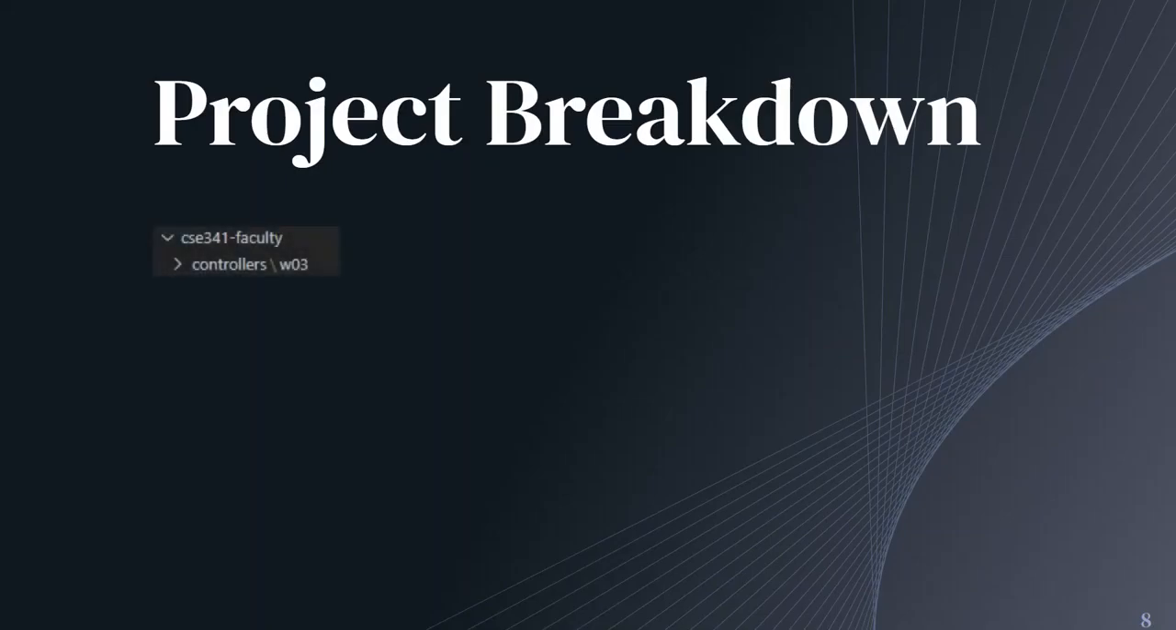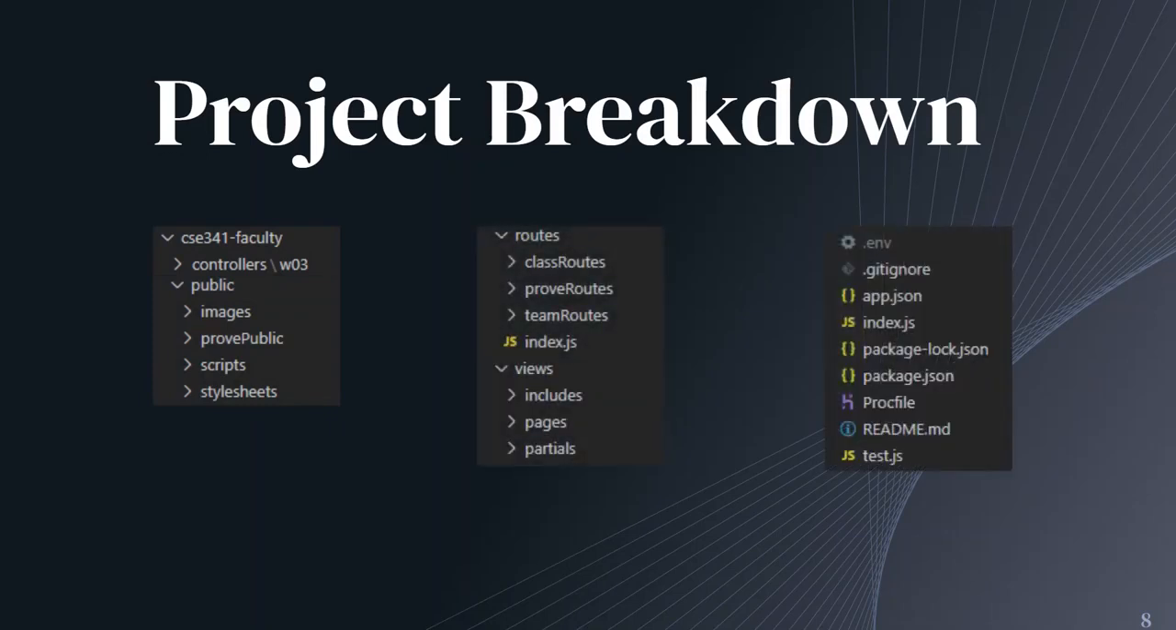So if we look at this, a project that I have on my computer is called CSE341 faculty, and we have controllers, and we also have public, we have routes, views, and so these are some of the pieces of this project. Okay, now you can see here we have a spot for controllers to be set up. Anything public we can have is right here. Our routes, we looked at this a little bit last week, but they're organized in depth based on file type or assignment type. Okay, so I have routes for class activities, routes for my prove assignments, routes for team assignments.